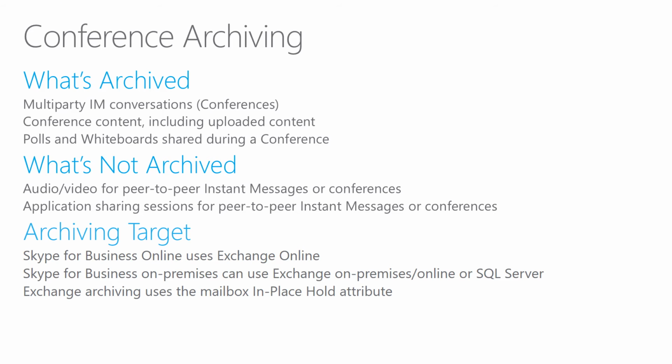And finally, if you enable archiving, where is the content archived to? Well, it depends on whether you're using Skype for Business on-premises or Skype for Business online. If you're using Skype for Business online, conference content will be archived to Exchange Online. If you're using Skype for Business on-premises, you can use either Exchange on-premises or SQL Server. If you leverage Exchange either on-premises or online, Skype for Business conference archiving will leverage the Exchange archiving capabilities and in fact uses the in-place hold attribute to ensure the content is archived and stored in the mailbox.